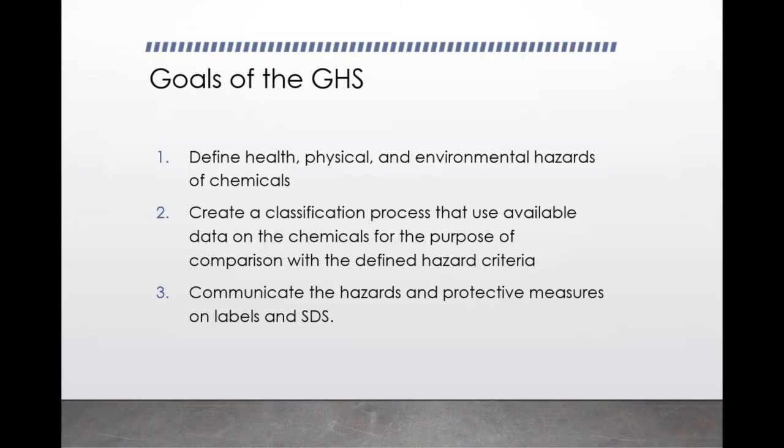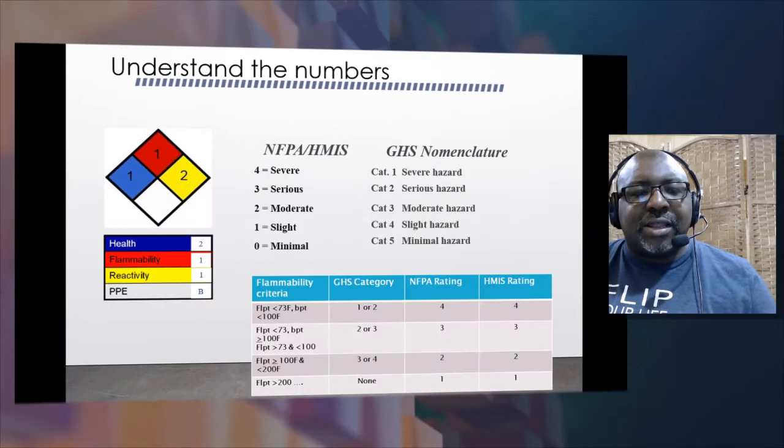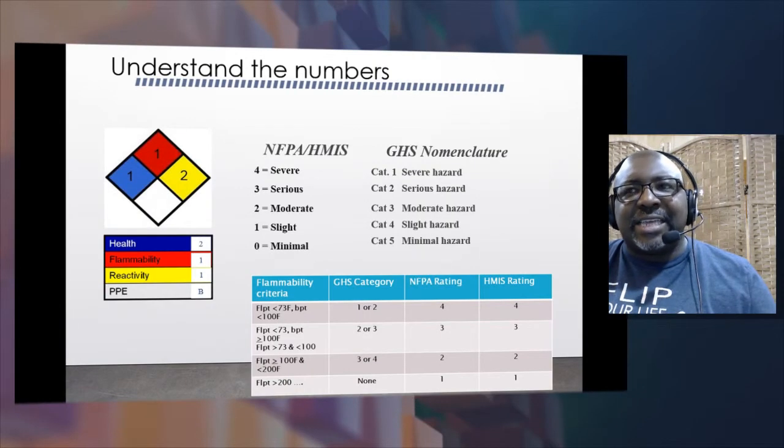So the goal number 1 was to define health, physical, and environmental hazards of the chemicals. Goal number 2 was to create a classification process that used available data on chemicals for the purpose of comparison with the defined health criteria. Goal number 3 was to communicate the hazards and protective measures on labels and the SDS.